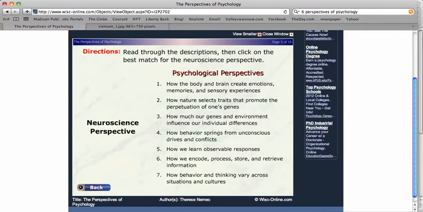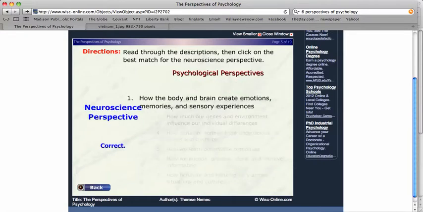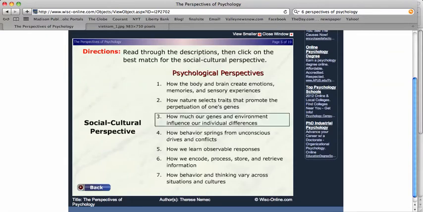Neuroscience. So I said this was physical, like biology and chemistry and so forth. So let's see. How the body and brain create emotions, memories, and sensory experiences. I think that could be it. I know it's not 2. How much our genes and environment, no. Unconsciousness, no. Observable responses, we did. How we encode, process, and retrieve information, no. And how behavior varies across, no. So it's going to have to be this first one. It must be how it biologically creates emotions, memories, and sensory experiences. And I got it right.